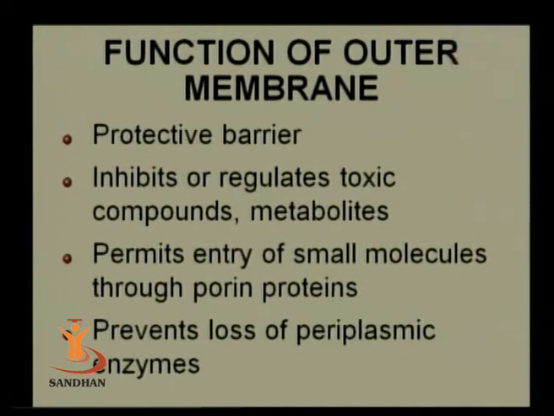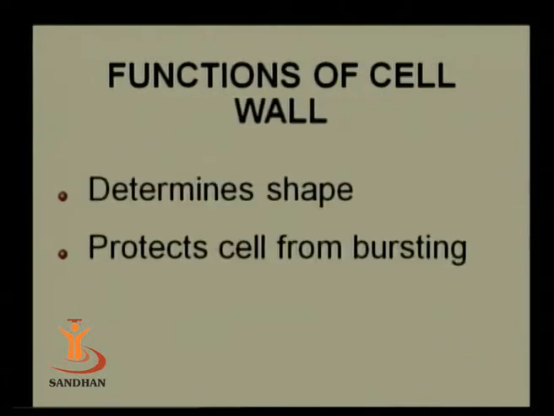So this is the overall function of the outer membrane. It provides a protective barrier to the cells, which is not there in gram-positive cells. It inhibits or regulates toxic compounds and metabolites, permits entry of small molecules through proteins, so indirectly making the cells safe from the external environment, and prevents loss of periplasmic enzymes. As I told, periplasmic enzymes do a variety of functions, so this membrane helps them remain in the cell. Next slide.